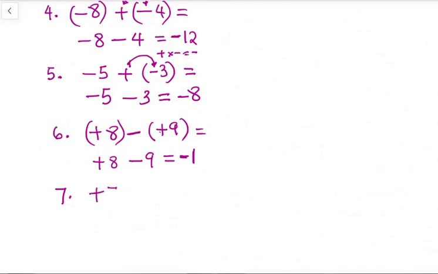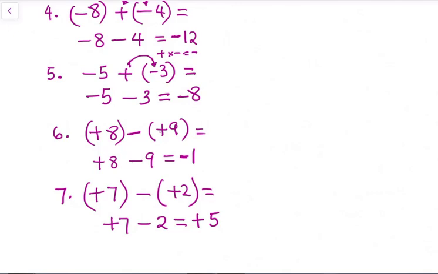We have plus 7 minus plus 2. Again, we look at these two signs in the middle, minus times plus. So we have plus 7 minus 2. 7 is what you have, 2 is what you owe. So if you pay the 2 out of the 7, you're going to be left with plus 5. Because you have that 5, the answer is going to be positive.